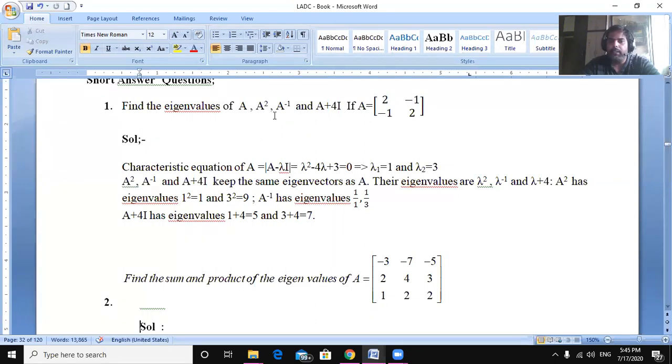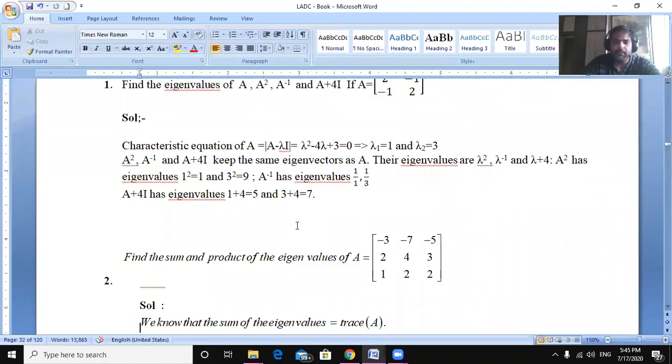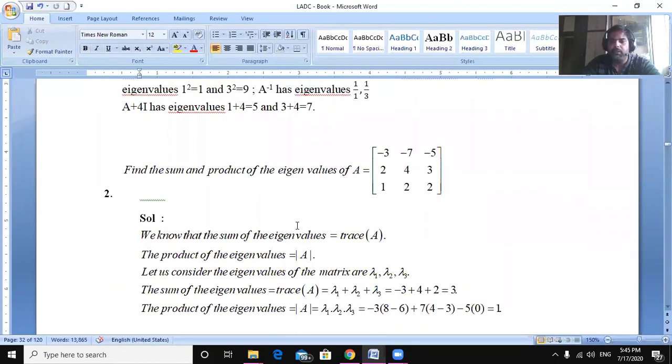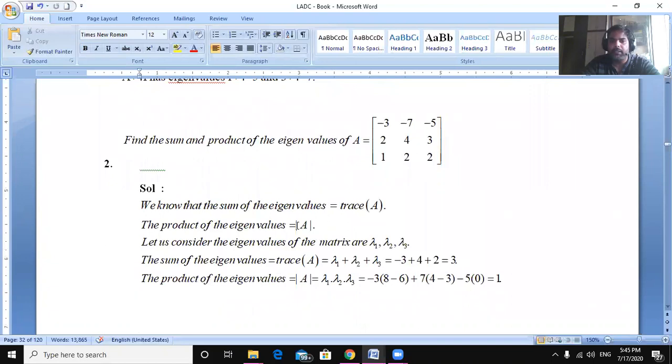Then what are the eigenvalues of A square? 1 square and 3 square, that is 1 comma 9. The eigenvalues of A inverse are 1 comma 1 by 3. The eigenvalues of A plus 4I are 1 plus 4, 5 comma 3 plus 4, 7. So this is the way we can simply find the corresponding eigenvalues without computing the required matrix.